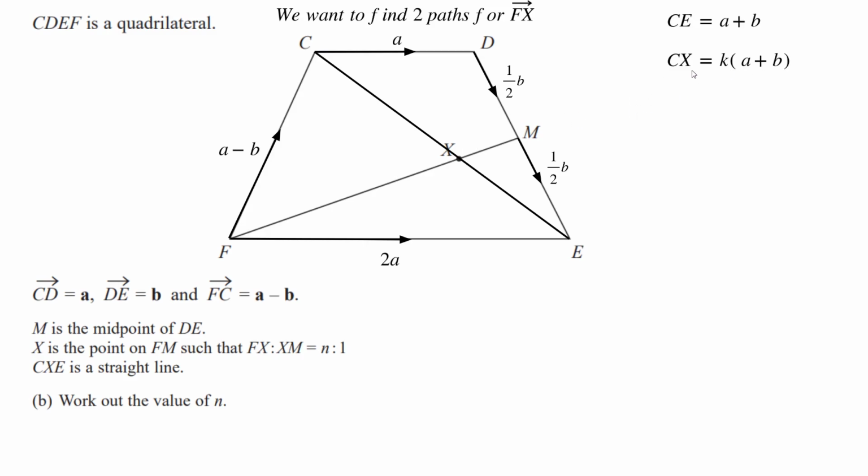C to X is useful because now we can get from F to X, because we can go this way and then this way. So we'll just do that. We'll leave that there. So that's one way from F to X. Now another way is going just this way. So let's figure out what F to M is.